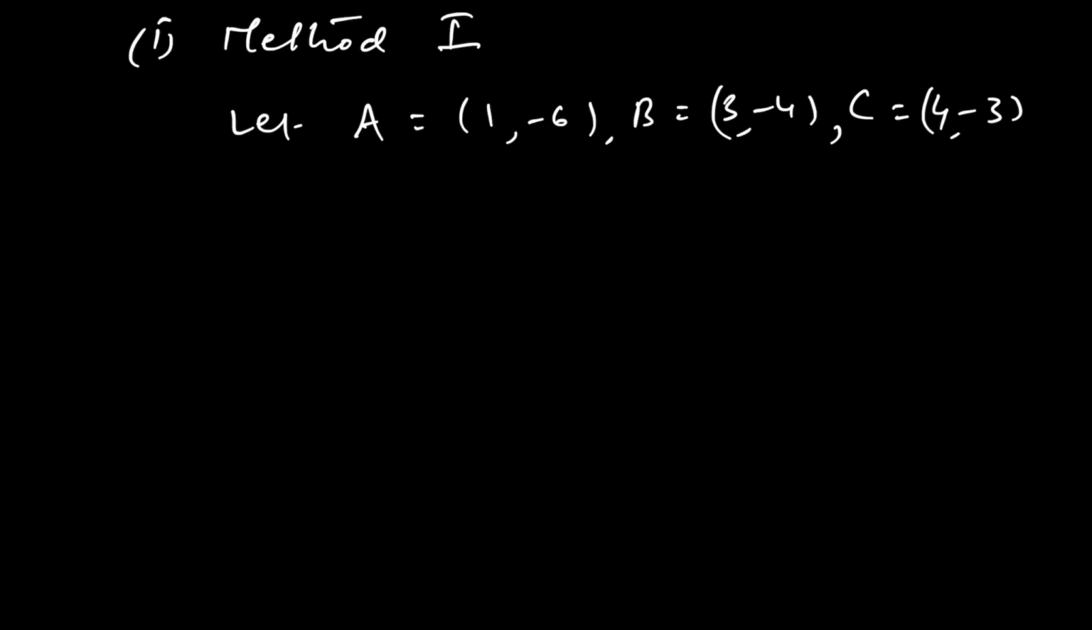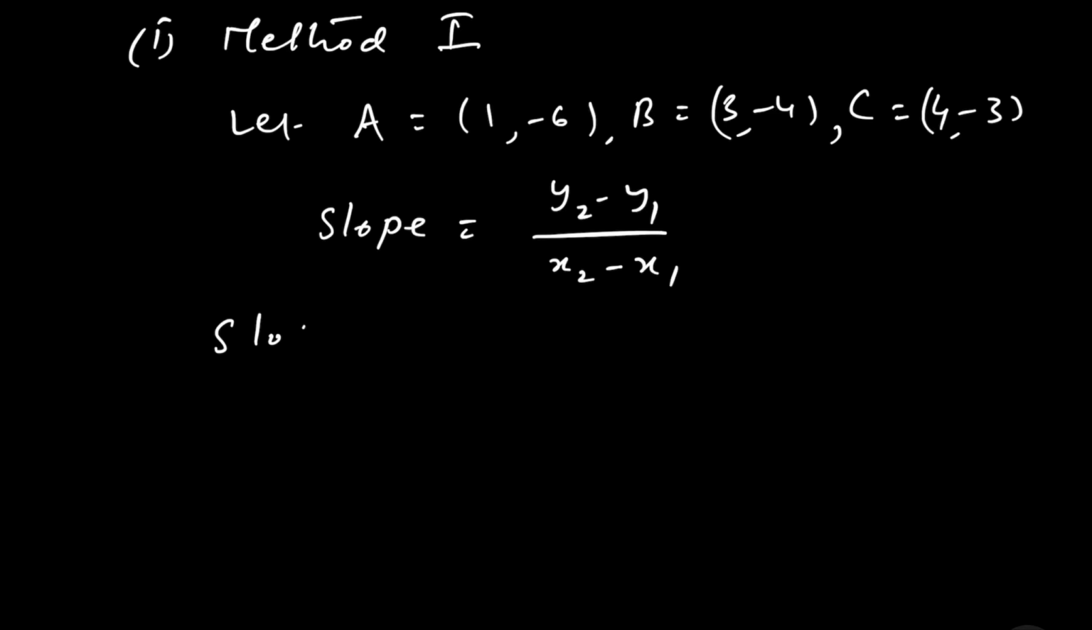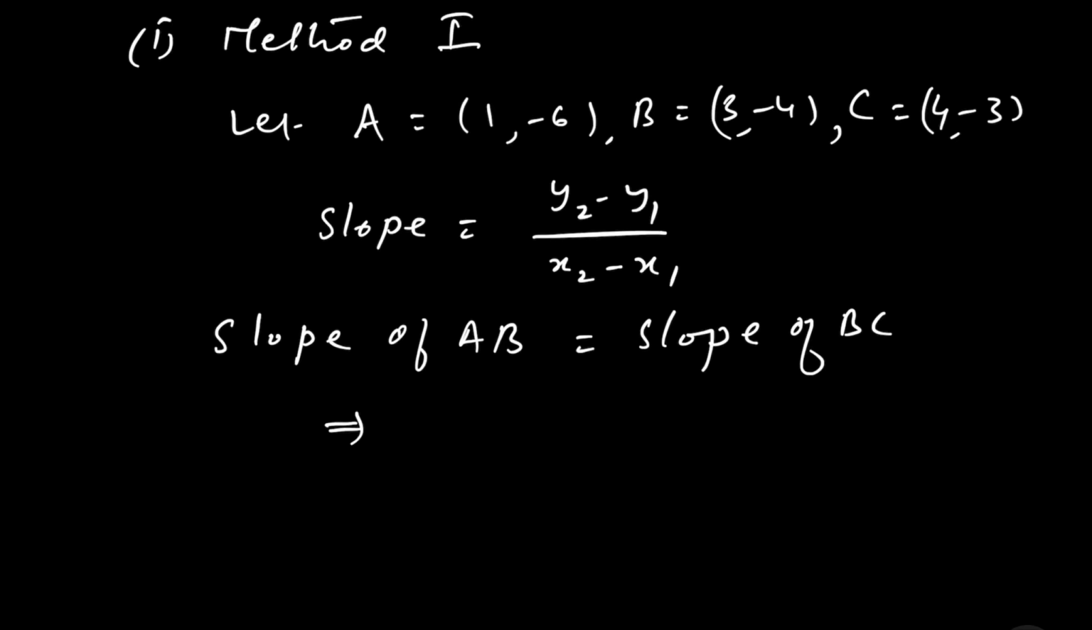The slope of any line having 2 points on it is y2 minus y1 by x2 minus x1. Now suppose A as x1, y1 and B as x2, y2. Then if slope of AB is equal to slope of BC, it implies A, B, C are collinear. Okay, we shall prove that only.